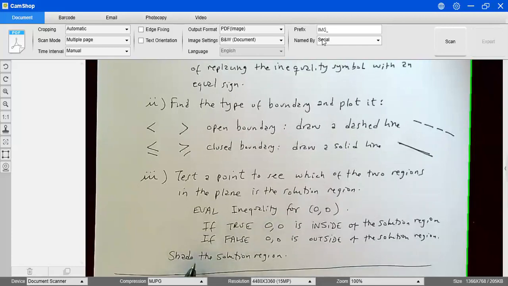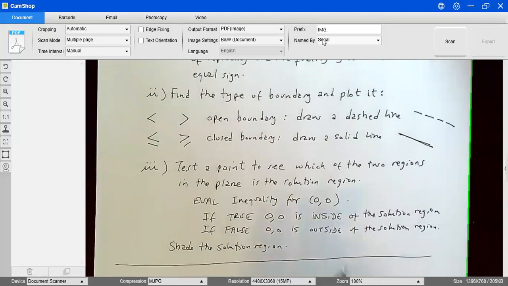The solution is presented by shading the area where you got the true statement. That is the solution region. So you're going to use this testing to shade the region. For example, if 0, 0 is inside, then you shade the area where 0, 0 is. If you get false, then you shade the other area, the one that doesn't contain 0, 0.